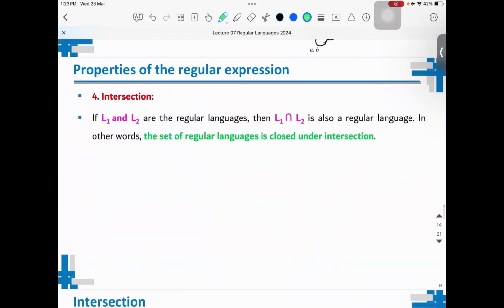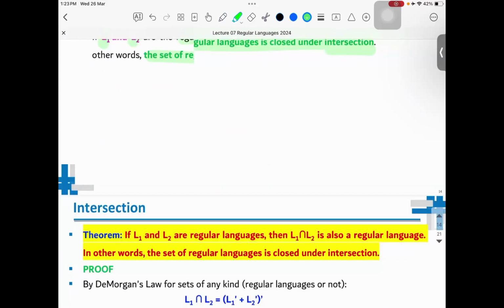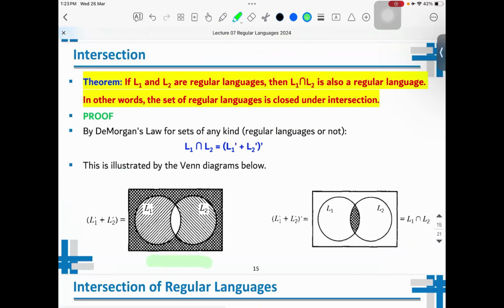Now let's do the last one, which is the intersection. If L1 and L2 are regular languages, then L1 intersection L2 will also be a regular language. It means the set of regular languages is also closed under the intersection. It is closed under the complement, under the union, under the concatenation and star closure. So here it is also closed under the intersection. You know about this one, okay?